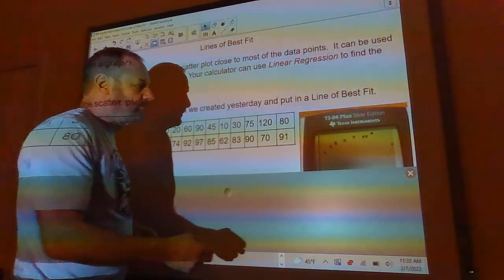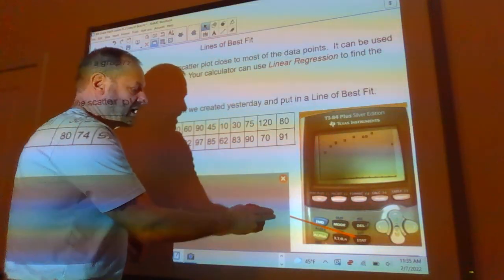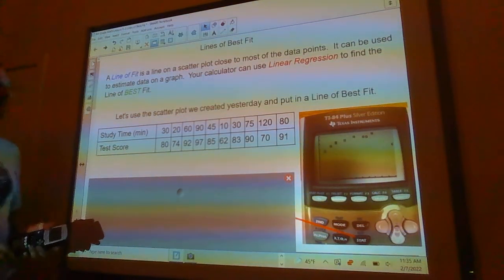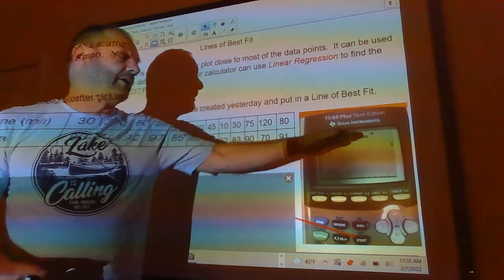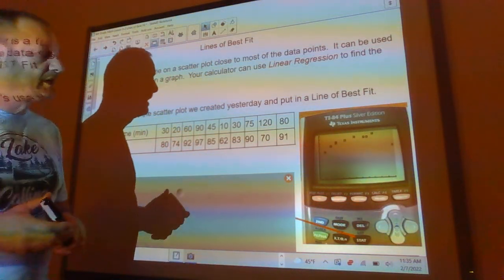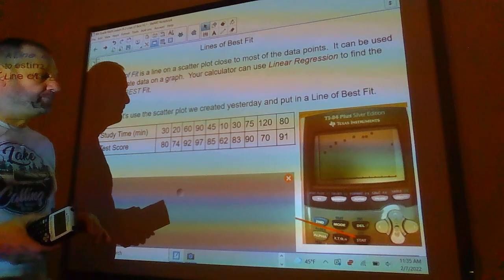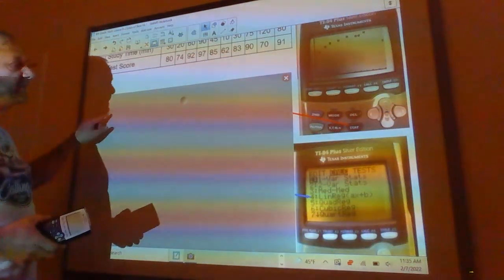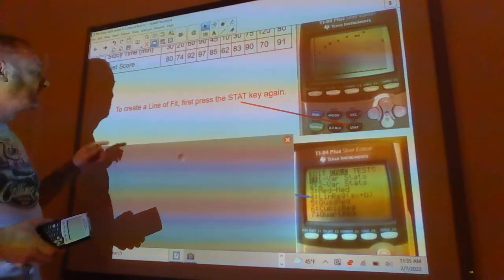So, last time we used this data right here to create this scatter plot. Now what we want to do is create a line of best fit for this. So how do you do that? It's really not very difficult with your calculator.